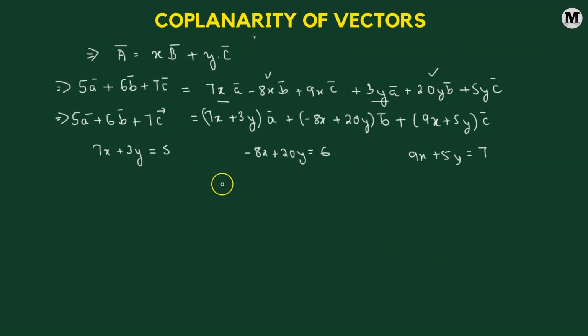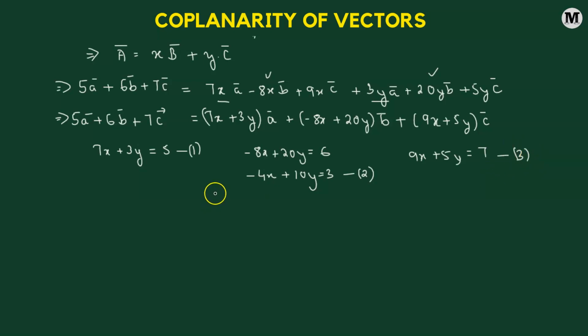Now what we'll do, we'll pick up any two equations at a time and then solve for the values of x and y and substitute them in the third equation. If it satisfies the third equation, then we can immediately say that the vectors A, B and C are coplanar. Okay, so let's number this as equation number 1. Now here we can further reduce this. If we divide each term by 2, we're going to get negative 4x plus 10y equals 3. We're going to label this as equation number 2. And then we have equation number 3.